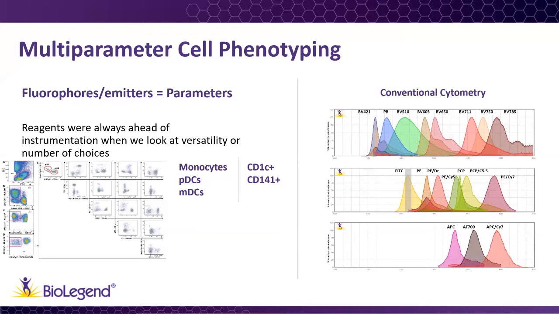Here to the right, I am showing you three common lasers that can be found in conventional flow cytometers: violet, green, and red lasers, along with the emission peaks of fluorophores that could be used to study complex cell populations, such as myeloid cells shown in the dot plots here to the left.